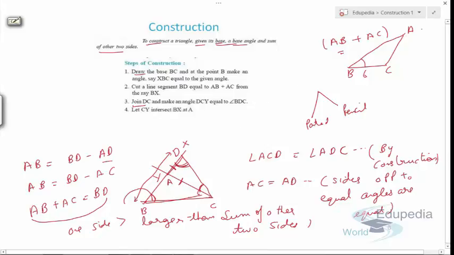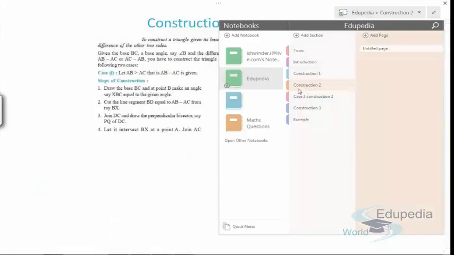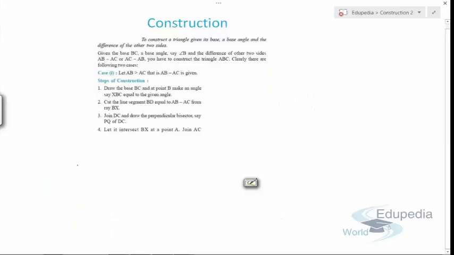So let's move on to the next concept, which is construction 2. This is a very important construction, and questions based on these types of constructions are generally seen in the examination, so you have to watch this part of the video very carefully. Now we need to construct a triangle given its base, angle, and the difference of the other two sides. The difference is given, not the sum.